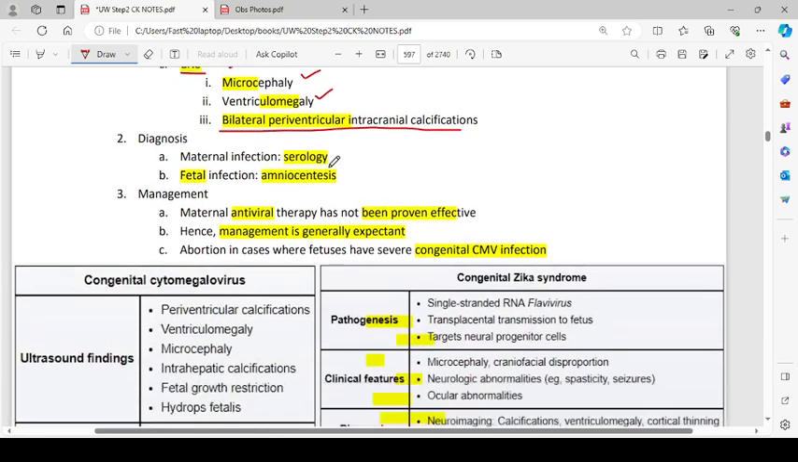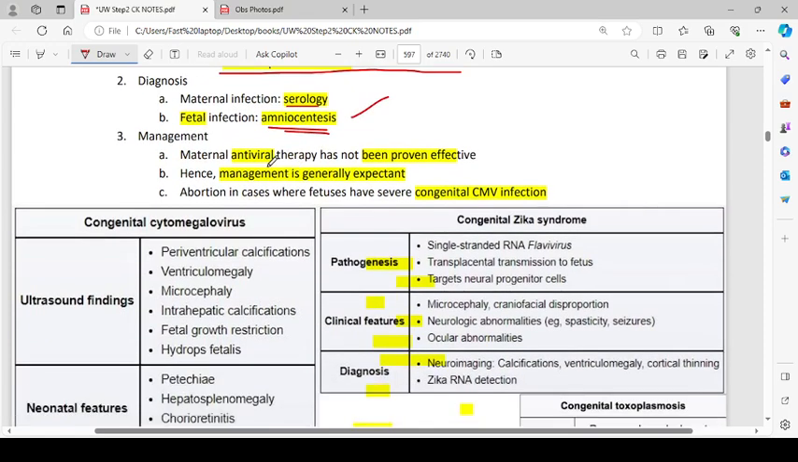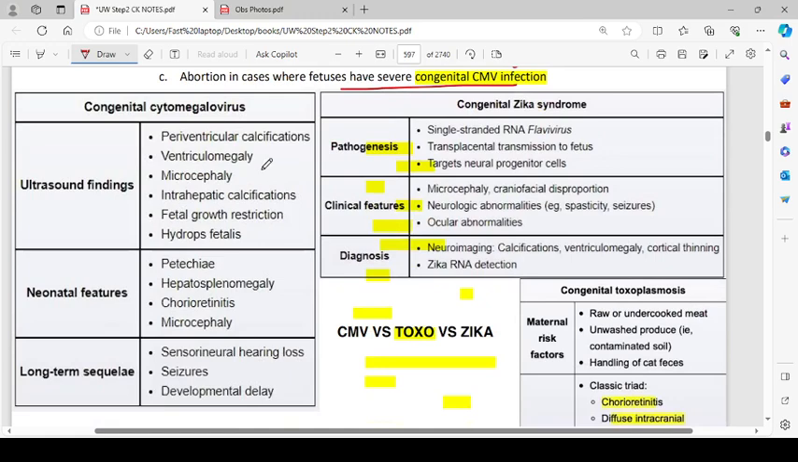Diagnosis: for maternal infection, look for serology. For fetal infection, do amniocentesis. Management: maternal antiviral therapy has not been proven effective. Hence, management is generally expectant. Abortion may be considered in cases where fetuses have severe congenital cytomegalovirus infection.